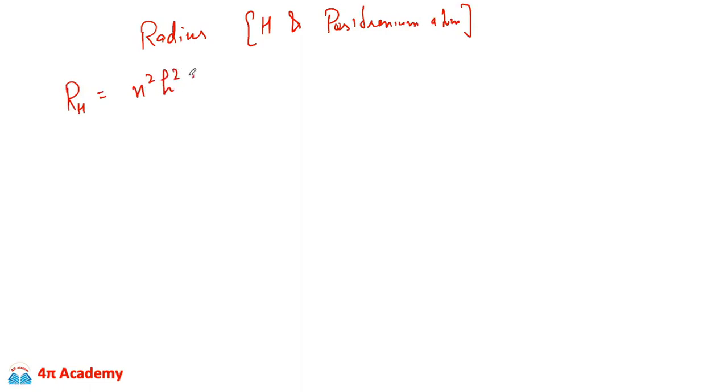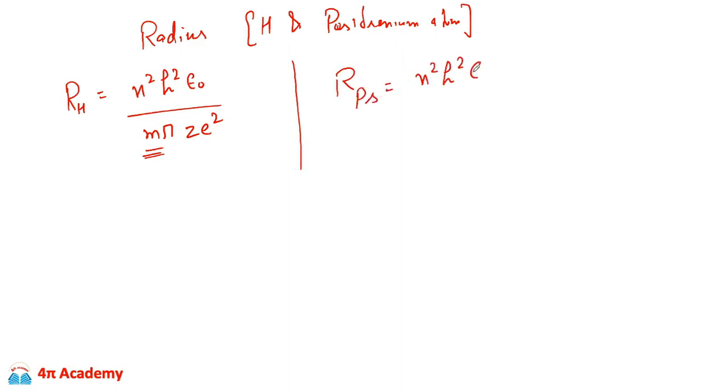And similarly you can calculate the radius for both the hydrogen and positronium atom. The radius for hydrogen which we have derived is n square h square epsilon naught over m pi z square. Again it is dependent upon the electron mass. So the radius for positronium is n square h square epsilon naught over mu pi z square, where mu, we know, is me by 2. So the value of this positronium radius is 2 times the hydrogen radius.